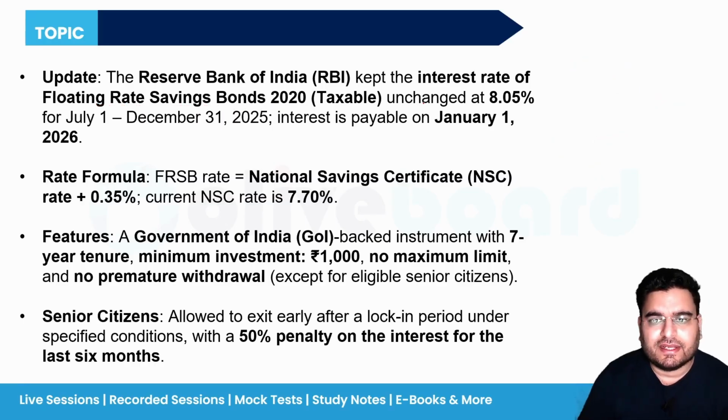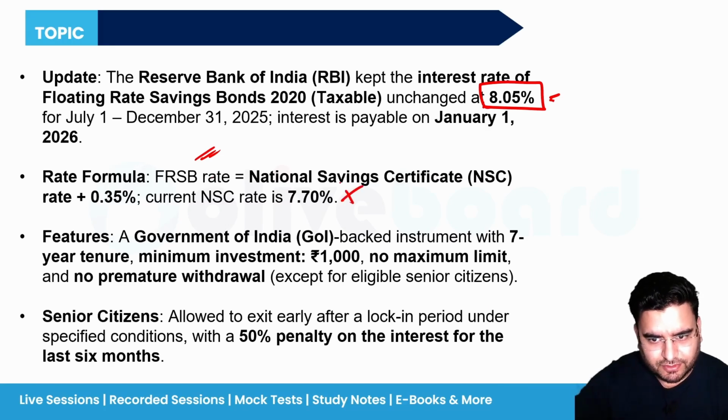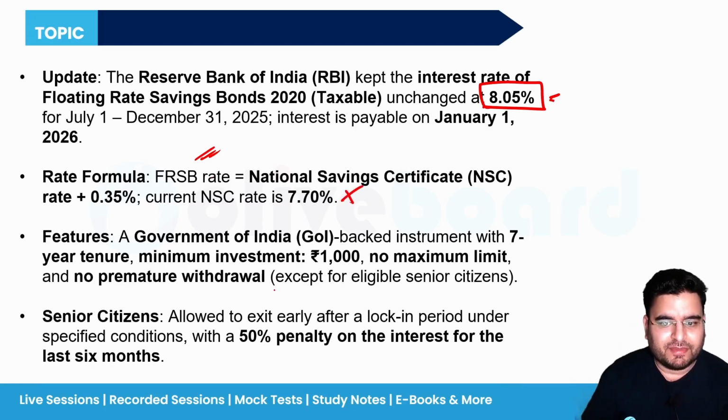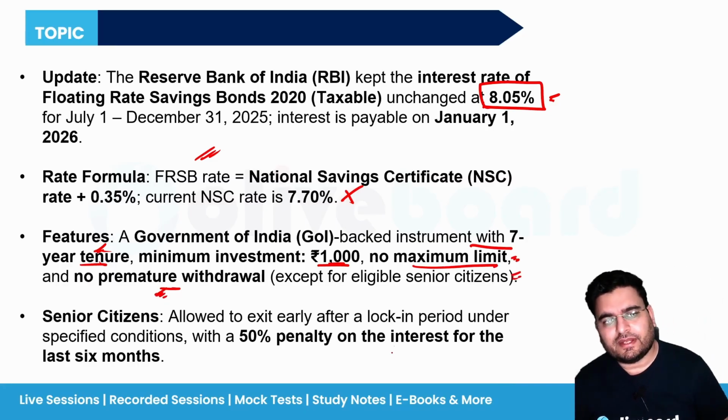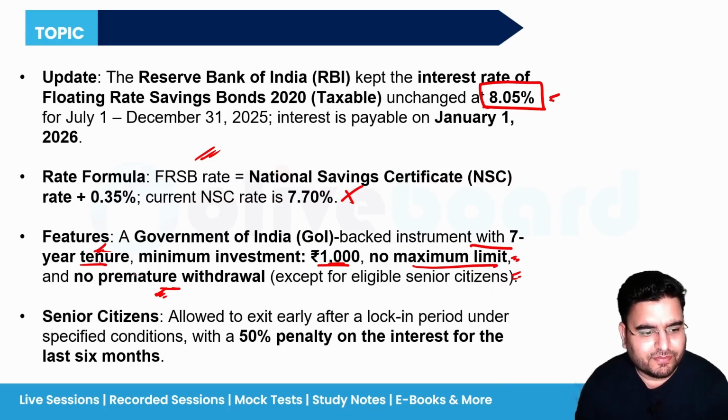So they have kept the floating rate savings bond interest rate unchanged at 8.05%. There is a proper formula to calculate this, but you don't have to remember it. It is a Government of India backed instrument with a 7-year tenure. Minimum investment is 1000. There is no maximum limit and no premature withdrawal. Also, senior citizens can use this. Please remember this.